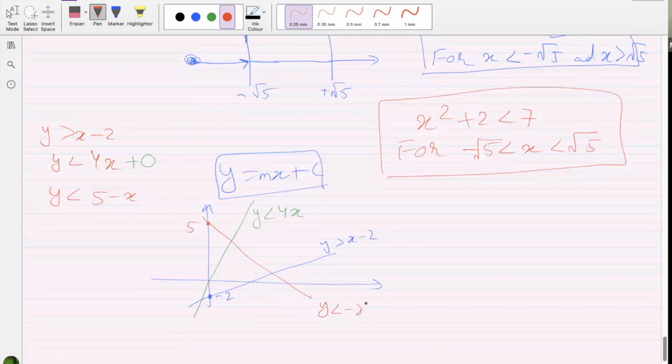So y is less than 5 minus x. So you have to shade the region which satisfies all three inequalities. When we talk about the red line, the region is below this line. When we talk about the line in green, the region is again below this line. When you talk about the line in blue, the region is above this line. So above this line, below this line, and below this line. This is the only region which satisfies the three inequalities.